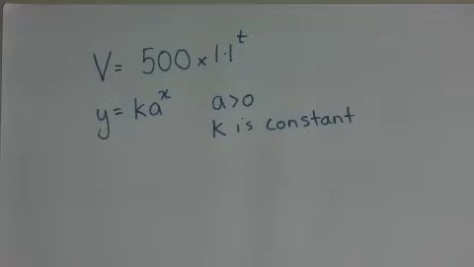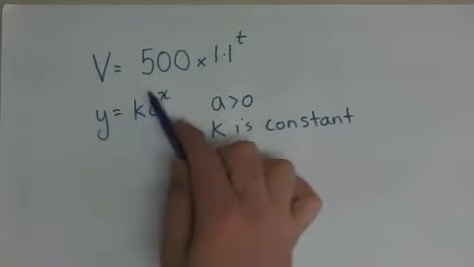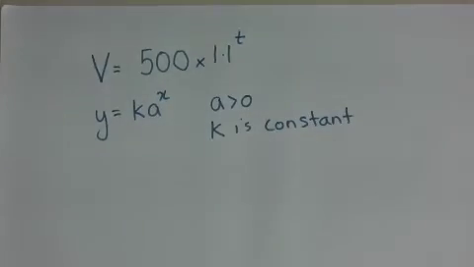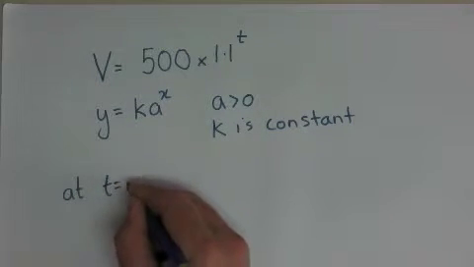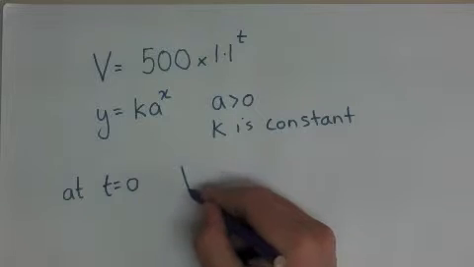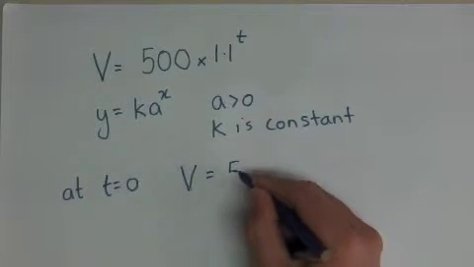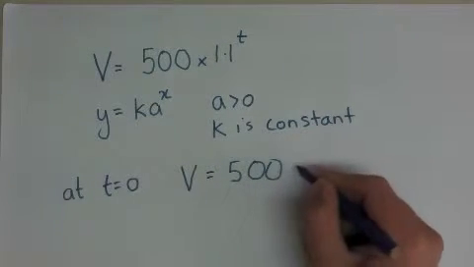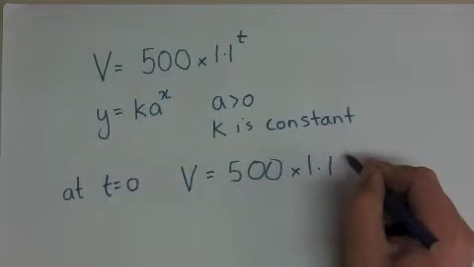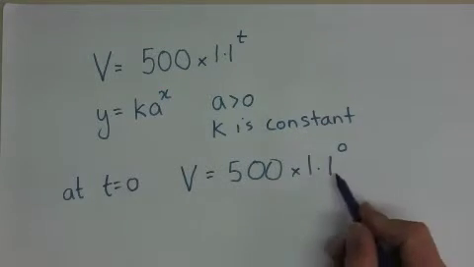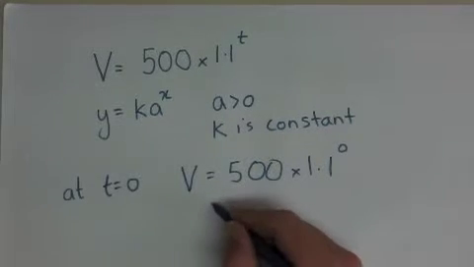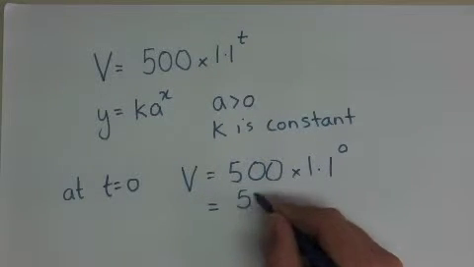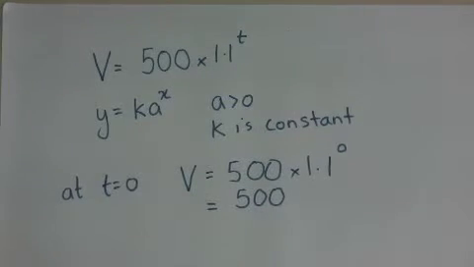Now, the important thing to note is that if this was a time situation, at time 0, the value of my investment would be $500 times 1.1 to the power of 0. And from our indice rule, we know that anything to the power of 0 is just 1, so that would mean that my value would be $500.